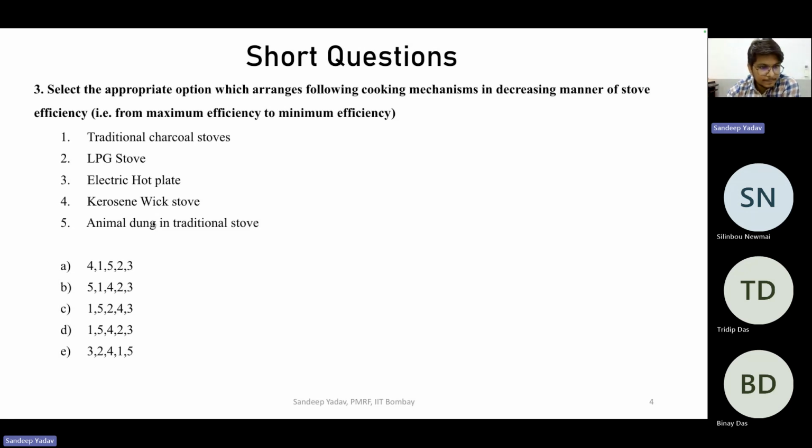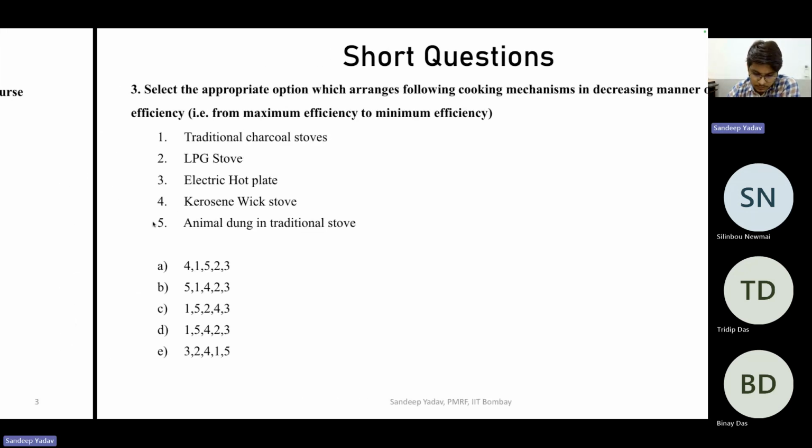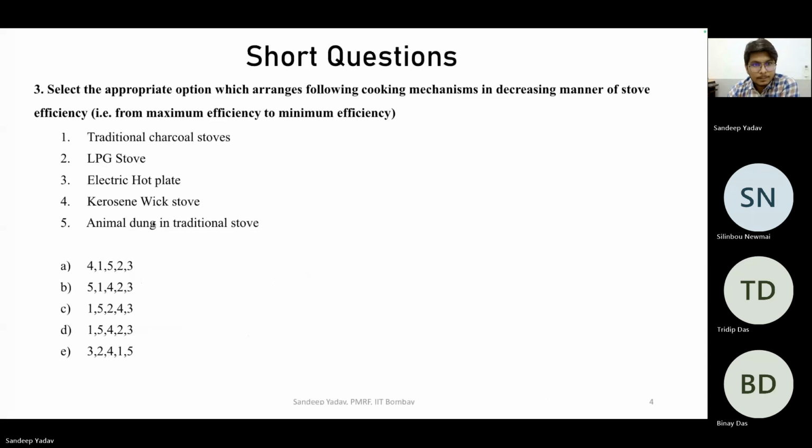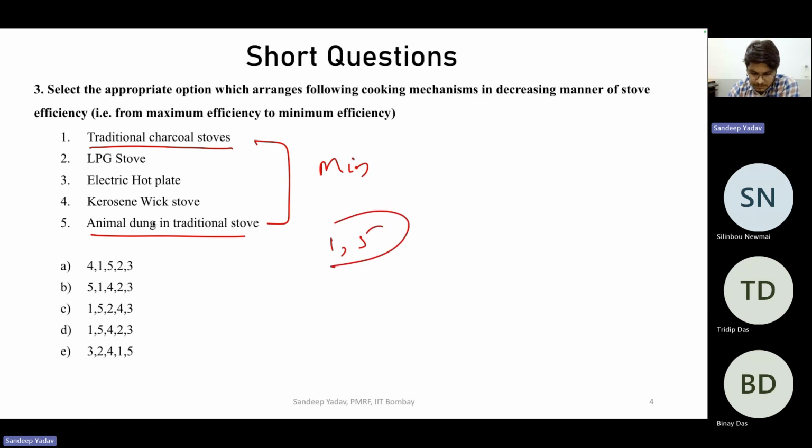Someone is commenting. D. So we have to arrange the options from maximum to minimum. So if you are targeting traditional and this will be the minimum. So which of the options is having 1 and 5 in the last will be the right option here. So if you will see, it says E because 1 and 5 will be the least. So let's go through this. So highest will be electric hot plate.